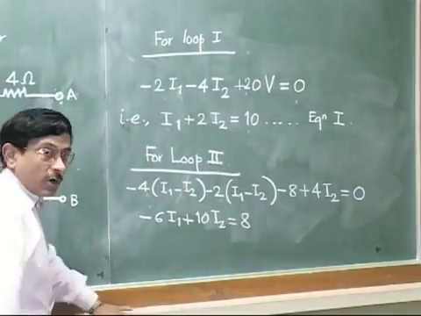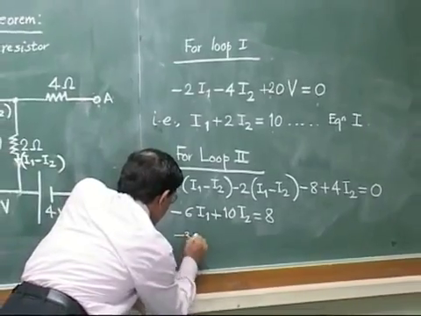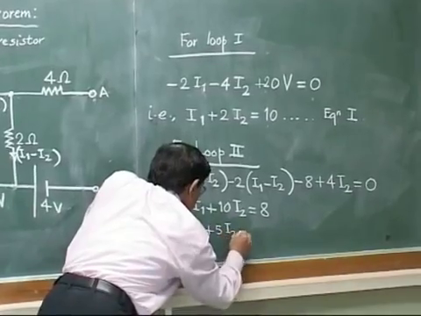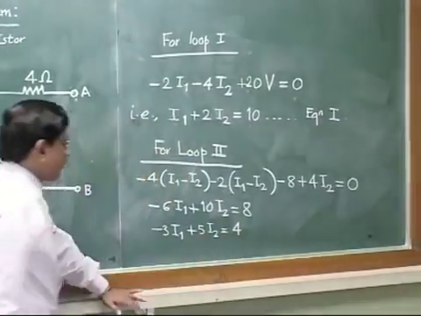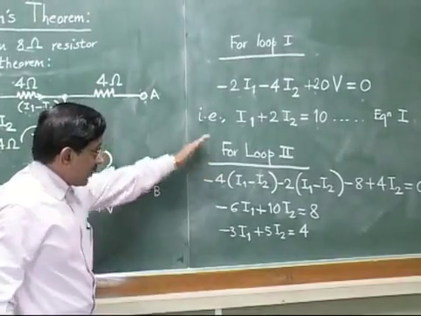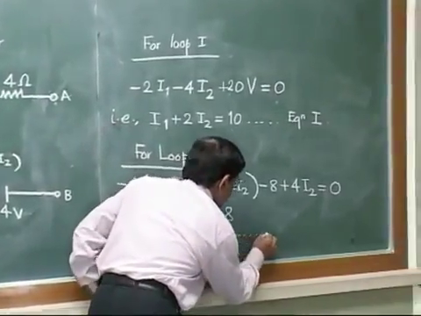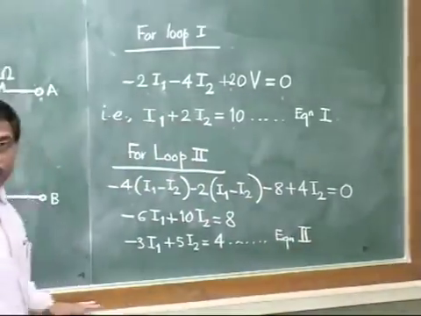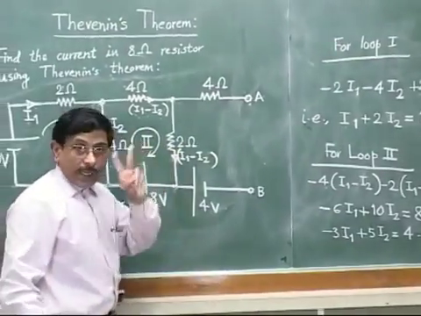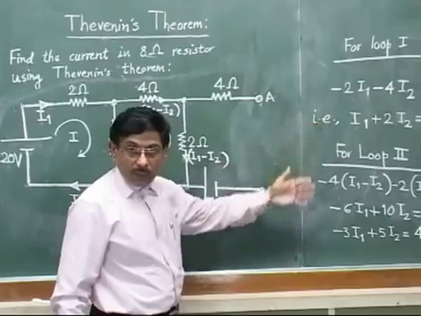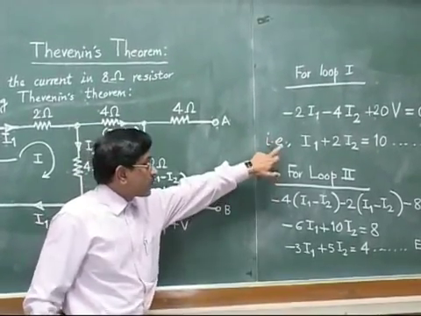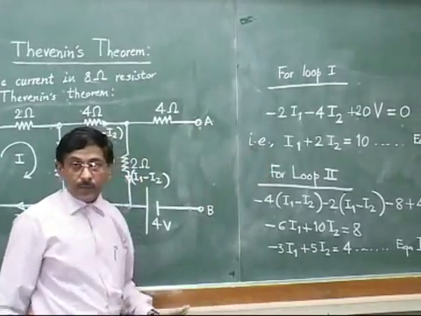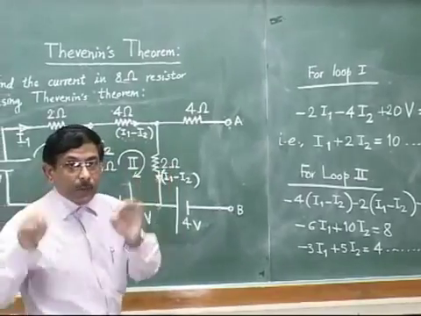Further, we can make it somewhat shorter by dividing by 2, so minus 3I1 plus 5I2 equal to 4. We cannot simplify it further, so we let it be like this, and we call this equation 2. So we have two variables. We have written equations for two selected loops. And now our next job is just to solve equation 1 and equation 2 and find the values of I1 and I2. That will make the end of step 2.